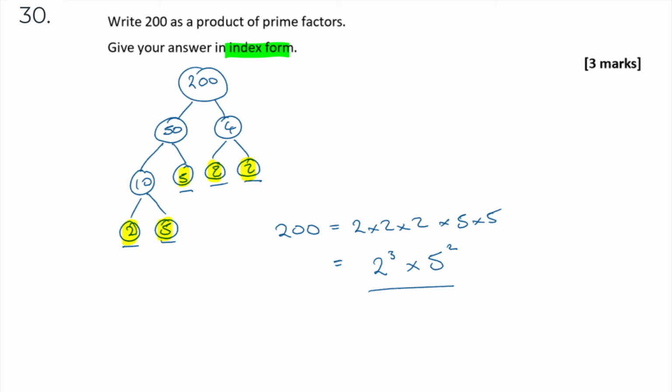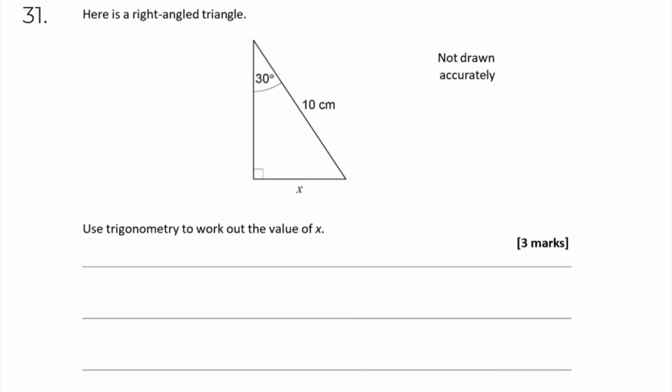Now you might want to just double check that that does actually give you what you want. 5 squared is 25, 2 cubed is 8, 8 lots of 25 is 200. I think that's good. Here is a right angled triangle.